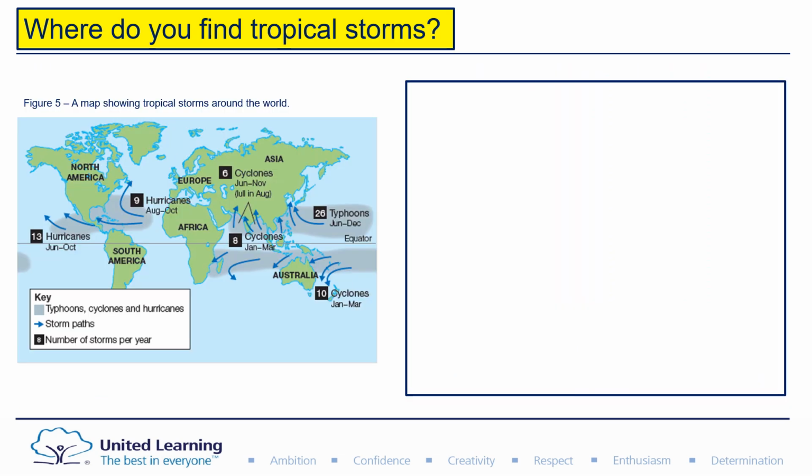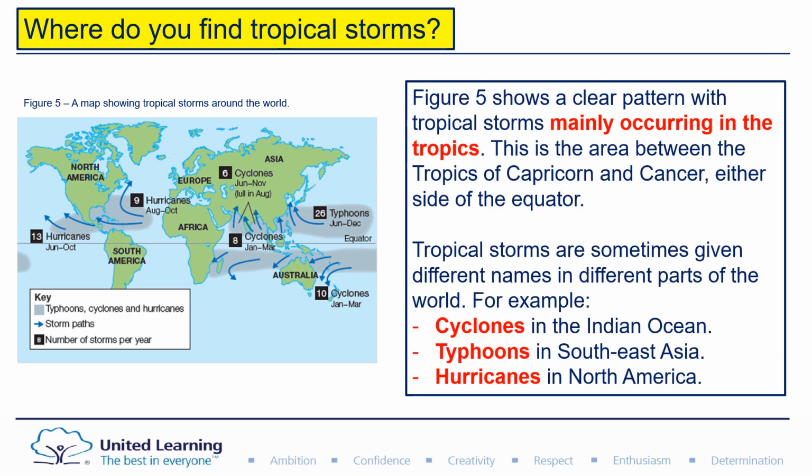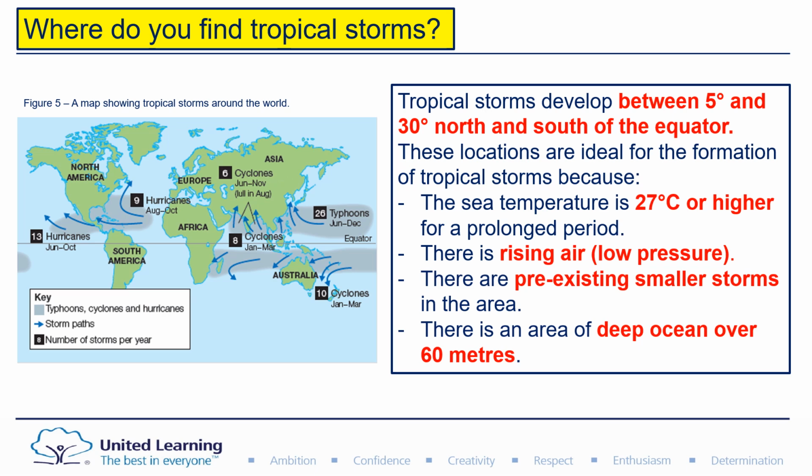If we look at this figure here, we can clearly see that tropical storms form around the tropics. They form between 5 and 30 degrees north and south of the equator. So they mainly occur in the tropics, like I said, and they've got different names as well for the oceans that they form in. We have cyclones in the Indian Ocean, typhoons in Southeast Asia, and hurricanes in North America. All of these cyclones, typhoons, and hurricanes are the same thing, they're all just tropical storms. So, tropical storms form between 5 and 30 degrees north and south of the equator. That is so crucial, I suggest you write that down.